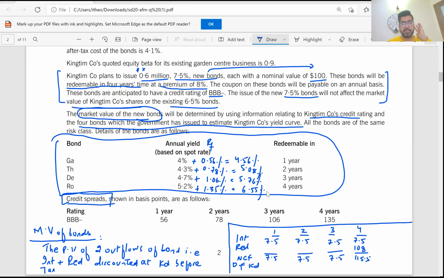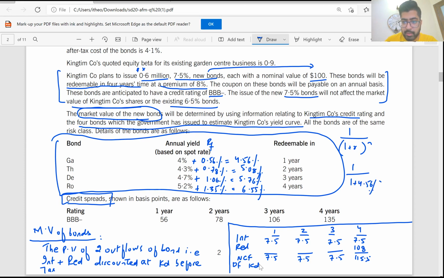Now, once I have the KD of each year, how did I get the KD? Because to find market value, I need the present value of two outflows discounted at KD. So the KD was not given. I know when spreads are given, I do RF plus spread, and we get the KD of each year. Now the discount factor formula, you know, is 1 upon 1 plus R power N. So for the first year, the discount factor is 1 upon 1 plus R, 4.56%, power N is 1.